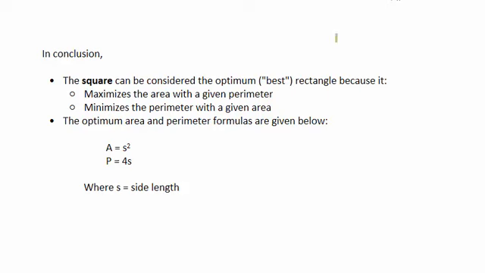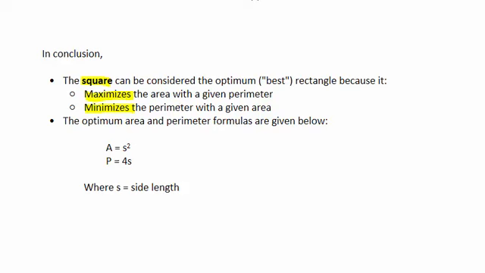So after the completion of the investigations, you should have found out that a square is considered the optimum or best rectangle because it first maximizes the area within a given perimeter and it minimizes the perimeter within a given area. And the two formulas are located below.